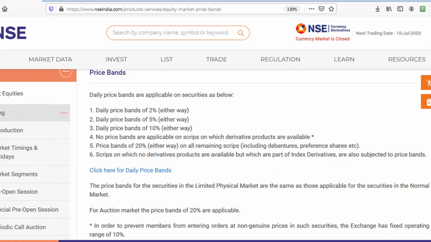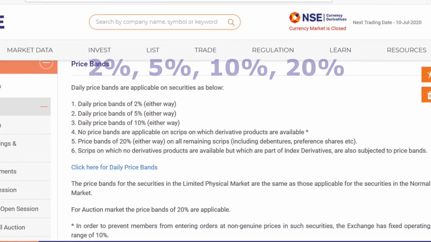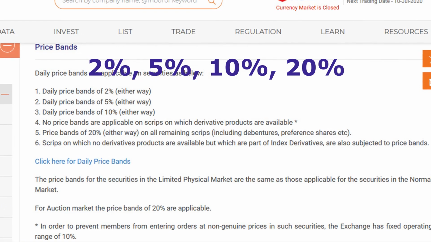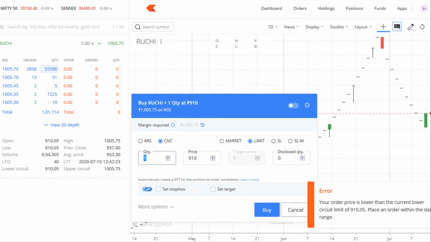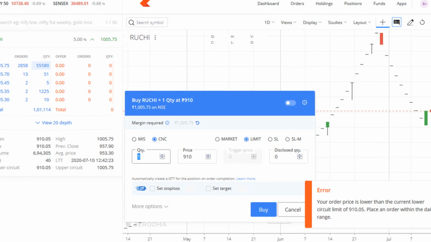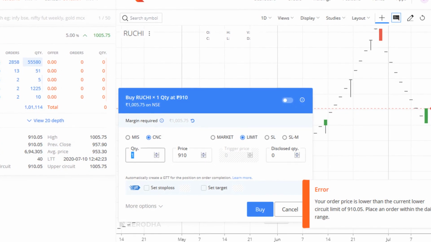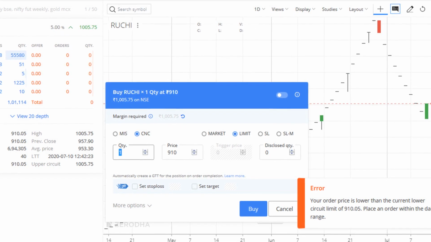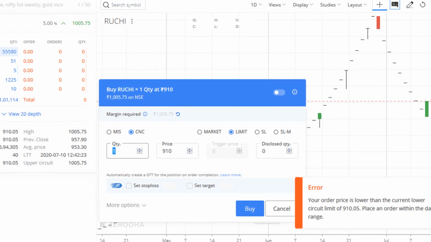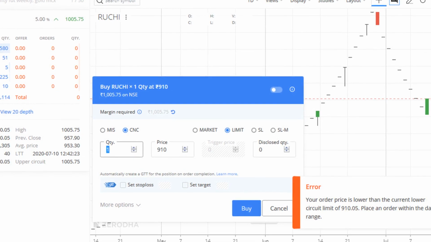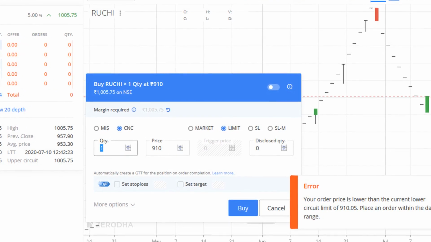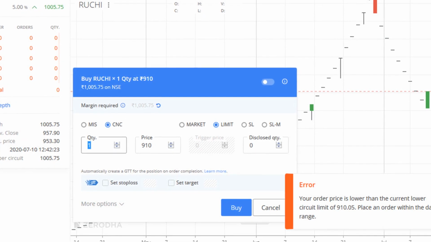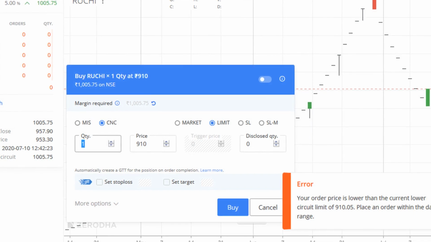Daily price bands are applicable on securities like 2%, 5%, 10% and 20% either way based on the previous day's close price. The exchanges don't accept orders that are set outside the minimum and the maximum of the price band. The high price of the price band is also called the upper circuit limit. The low price of the price band is also called the lower circuit limit. Circuit limits may get triggered in the pre-market session or as soon as the market opens. Also, they may get triggered at any time in the market hours.